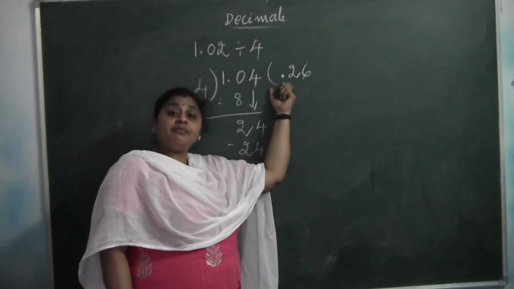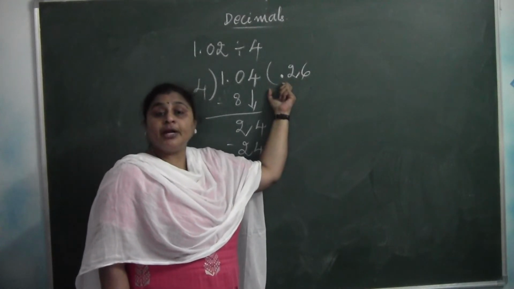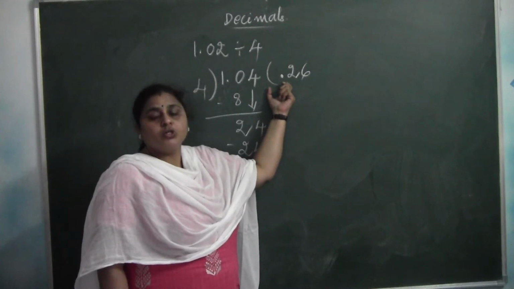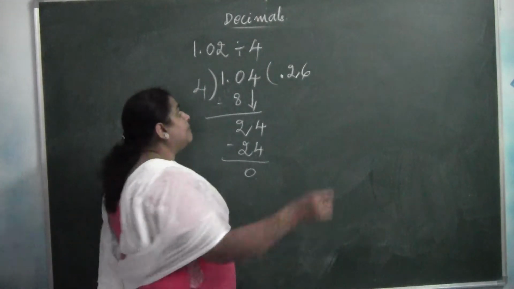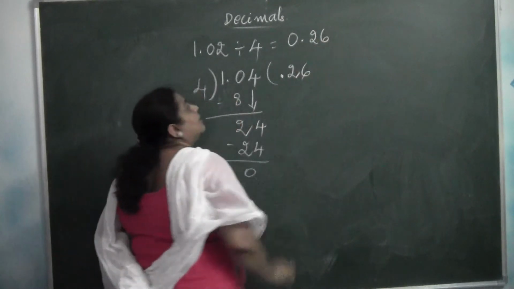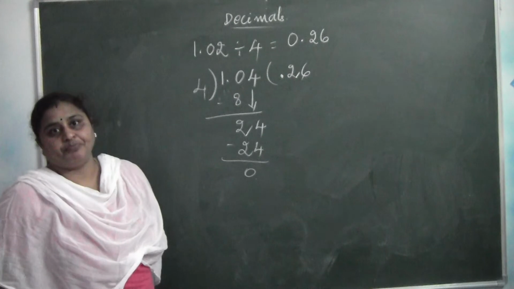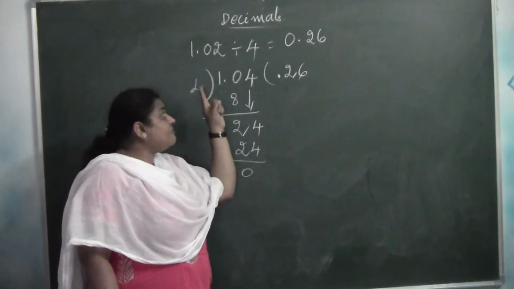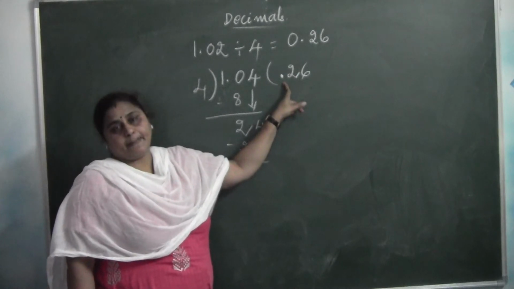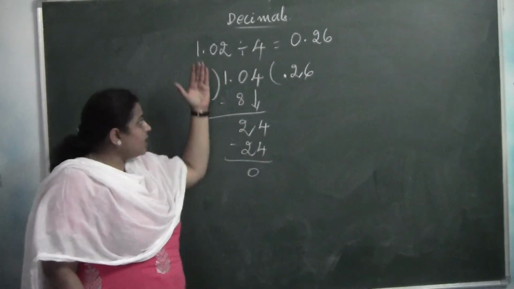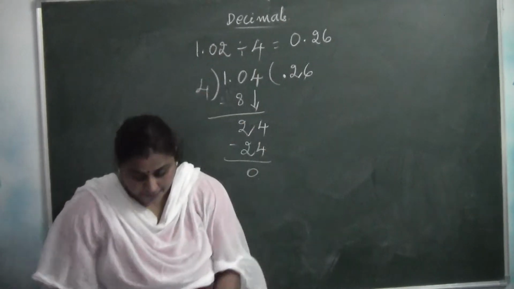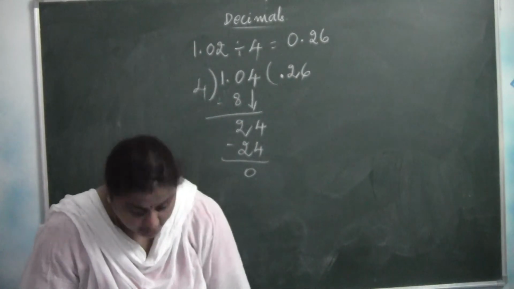Now we have decimal part as 26. But before the decimal point, do we have any whole number part? No. So if we don't have any whole number part, what are we doing? We are writing 0 and 0.26. That's it. So you need to be very careful while placing the decimal. Got it, children? This is how dividing a decimal number with a whole number works. Let us take another example.